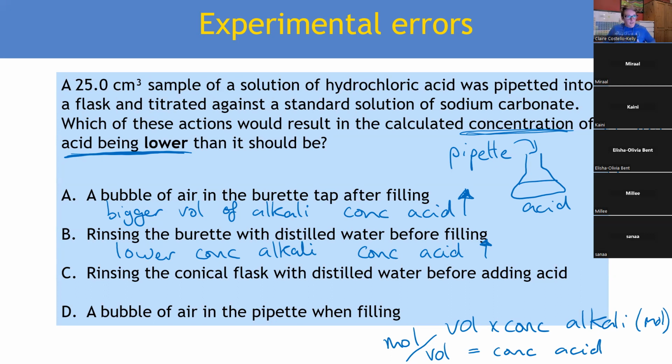Then the next one is the one that people think should make an effect, but actually doesn't. And why doesn't it? So anything I do to the burette is a problem, because I'm using the burette to measure the volume of alkali, and that's important. And if I change the volume or concentration of alkali, that's going to change my result.